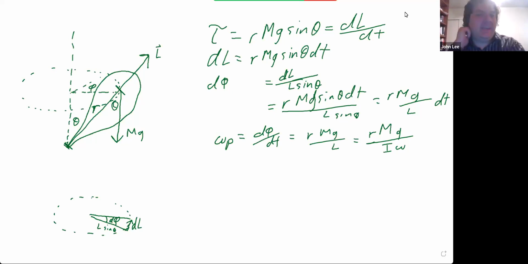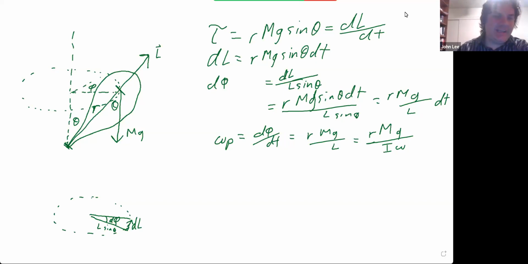So if this is the case, then torque is going to be equal to r mg sin theta, and then dL is going to equal r mg sin theta dt, because the magnitude of the torque is equal to dL/dt. So that tells us how dL is going to change, but angular momentum isn't like a physical quantity. It's not something you can observe as easily as mass, or time, or angle. So we want to put that in terms of angle.